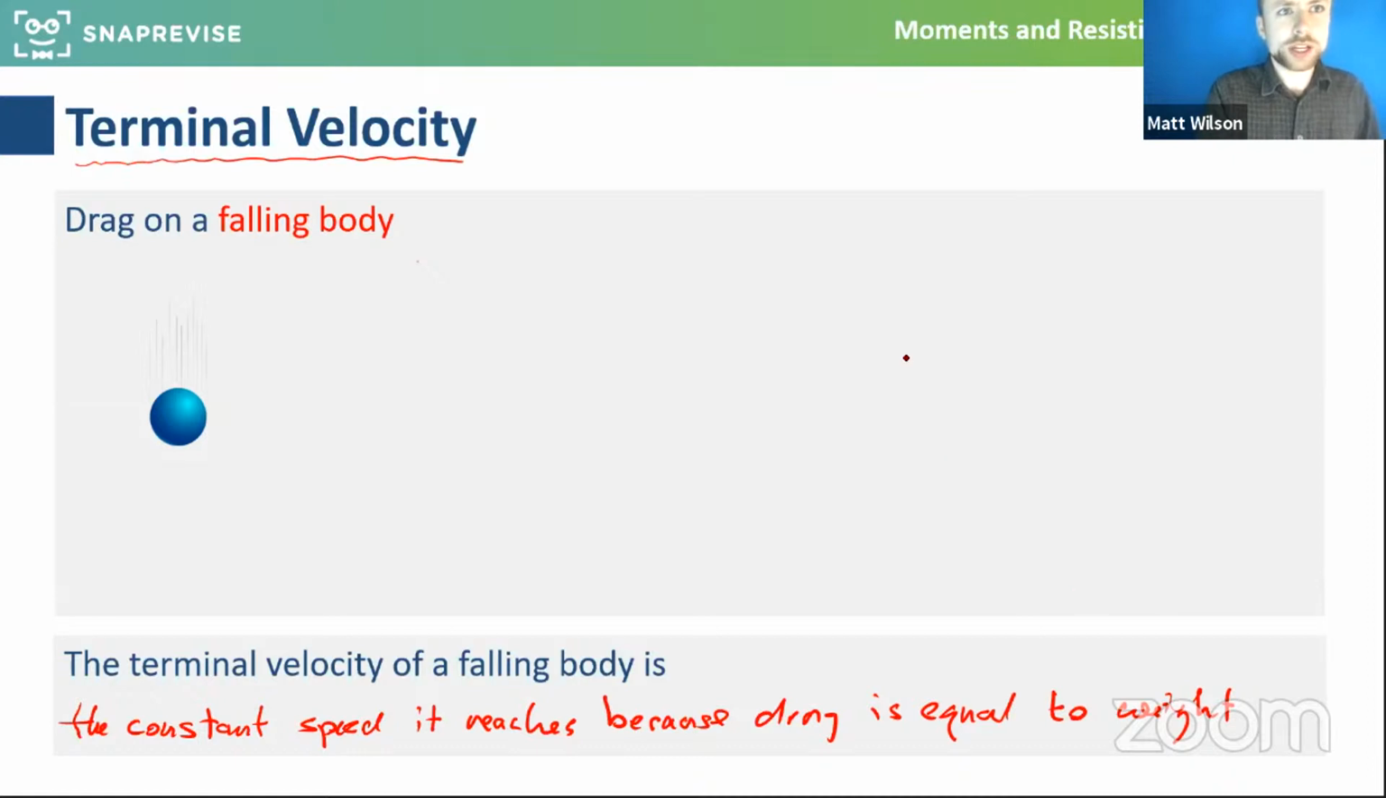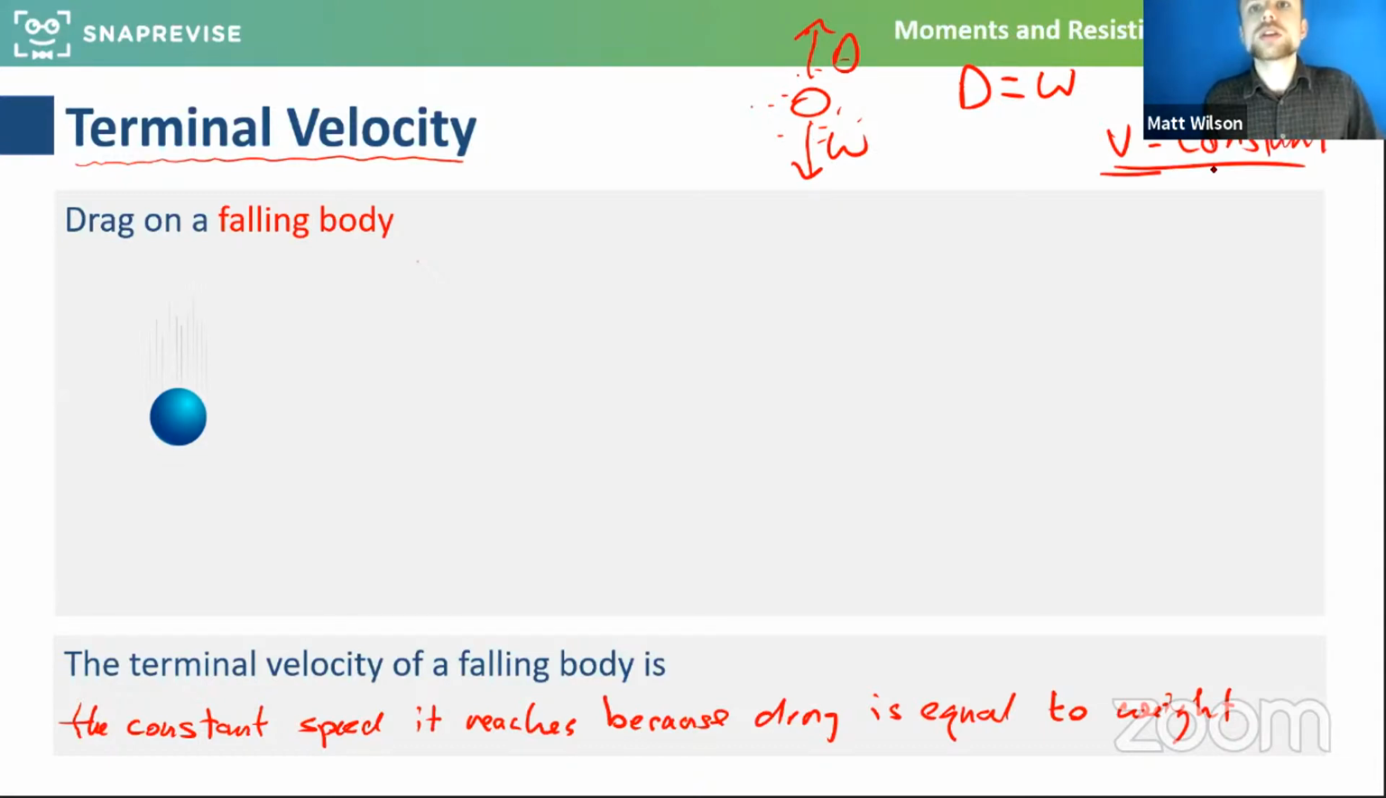So here's the idea. We're going to get to a situation where we have an object moving through some fluid, and it's got a weight pulling it down, and it's got a drag pushing it upwards. And because these two are going to be equal, that's going to mean that the net force is going to be 0. And so as a result, the velocity will be equal to a constant. That is, the velocity won't be changing. So this is the point that we're going to try and get to, and we're going to see how we get there from a situation in which the drag is actually much less than the weight.